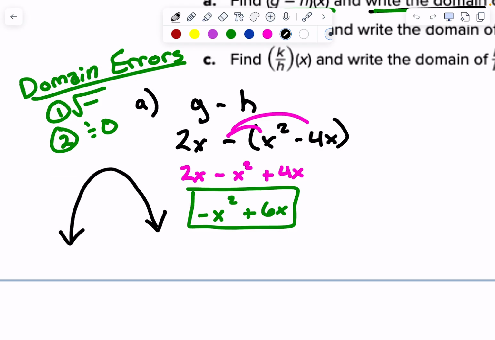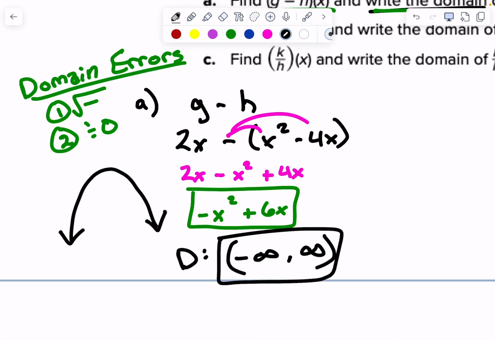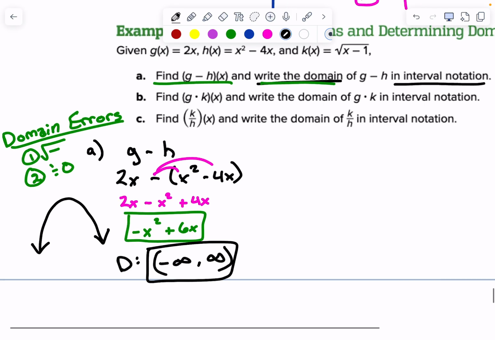So if we write it in interval notation, what's his domain? Negative infinity to positive infinity, okay? They want it in interval notation. Okay, so that's part A.